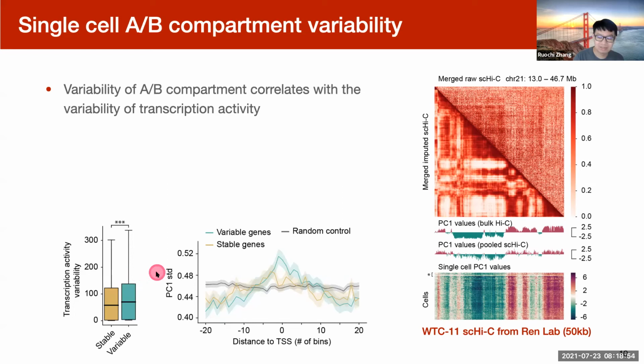And we did the analysis from the other direction at gene resolution, where we classify genes into genes with more variable transcription activity and genes with more stable transcription activity. And we can see there is a local peak of the PC1 standard deviation for the genes with more variable transcription activity. And this analysis showed that there is correlation between the variability of genome structures and transcription activity at both global and local scale.